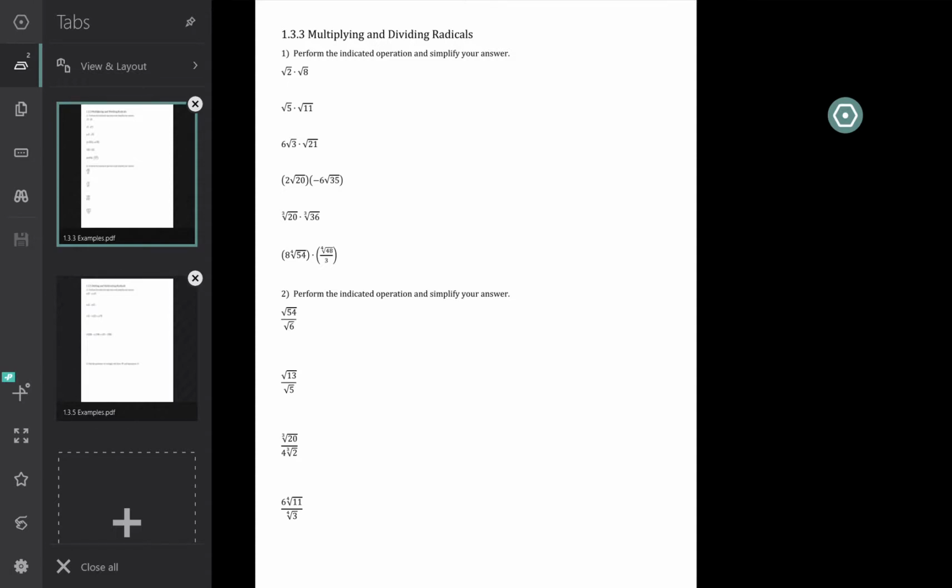Hi everyone. Okay, so jump ahead again to the next section on radicals, multiplying and dividing radicals. Remember, we're going to do this with variables soon, so we really want it to make sense with numbers.